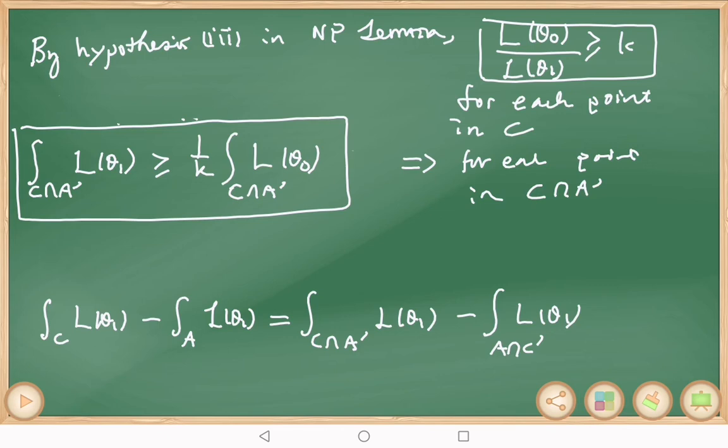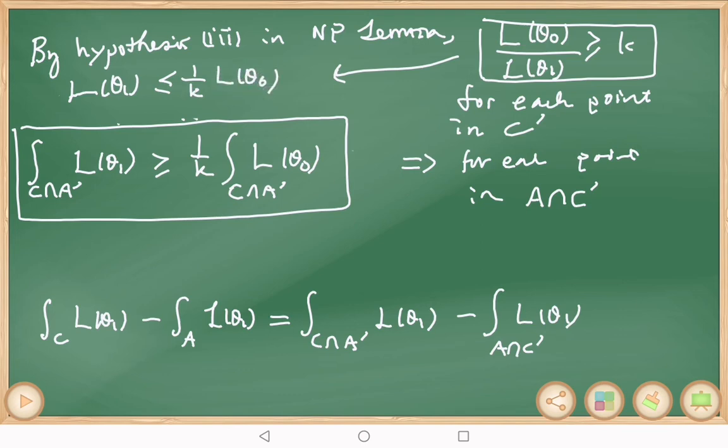Okay, this is greater than or equal to K for each point in C complement, right? So if that is the case, then it would also be true for each point in A intersect C complement, because A intersect C complement is a subset of C complement, right? So then from here we would have L of theta 1 is bounded by 1 over K L of theta naught, right?